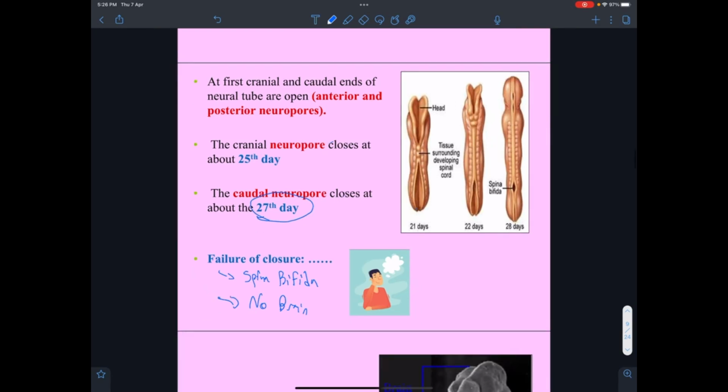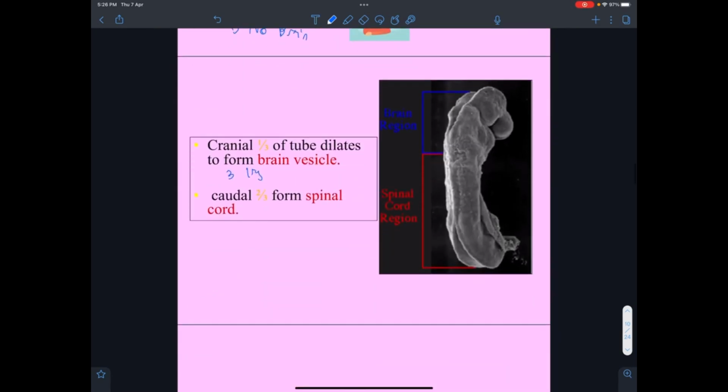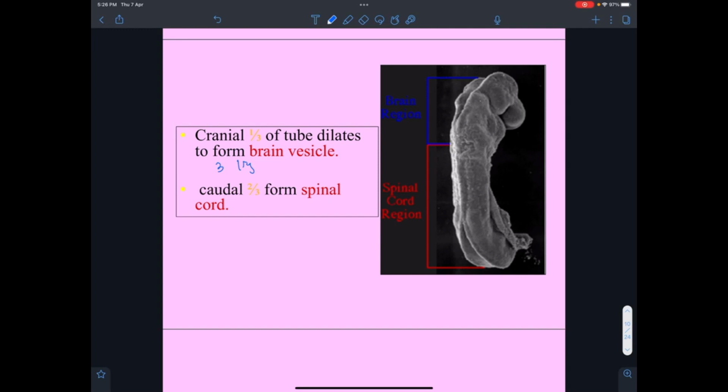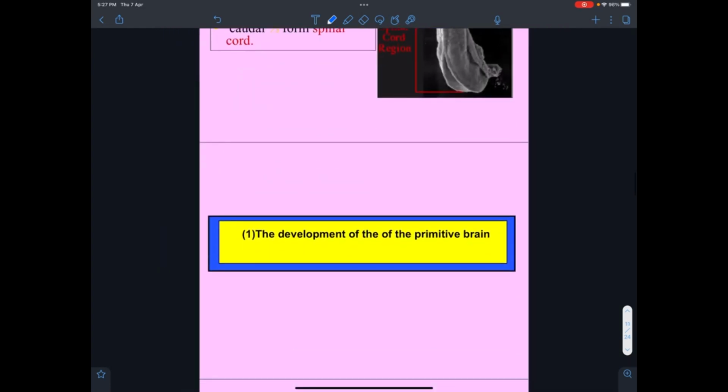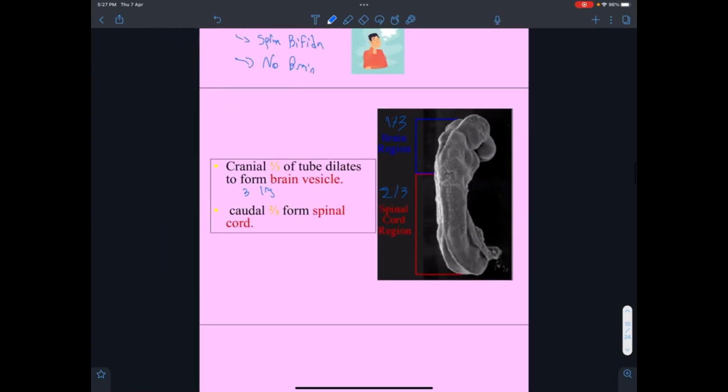Now we mentioned at the beginning that one third of the neural tube is going to form the brain and the remaining two thirds is going to form the spinal cord. For the rest of this lecture, we're going to focus on the one third part of the neural tube. How does it develop? Basically the cells in there proliferate to form the brain vesicles, specifically three primary brain vesicles. We'll see. So we finished neurulation, and the end result of neurulation is the neural tube.